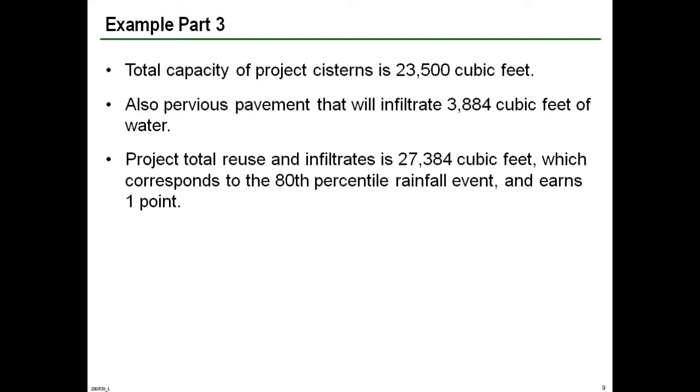The total capacity of project cisterns is 23,500 cubic feet. There's also some pervious pavement that will infiltrate about 3,800 cubic feet of water. That means that the total reuse and infiltration for the project is 27,384 cubic feet, which corresponds to the 80th percentile rainfall event we just saw in the previous table and therefore earns the project 1 point for this credit.